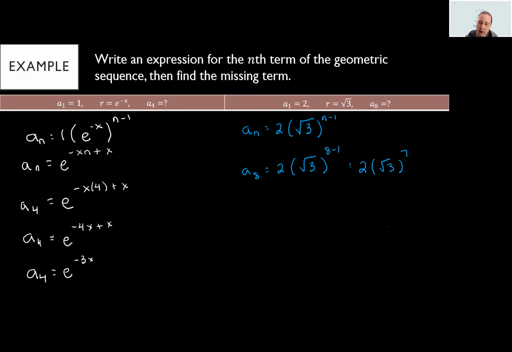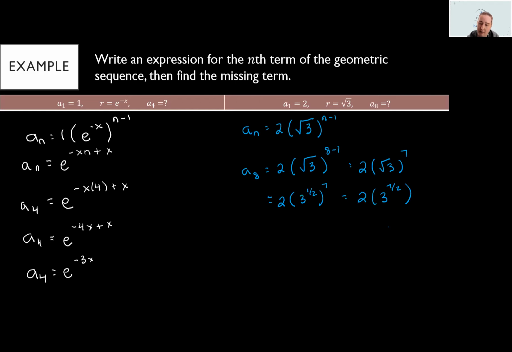So there are multiple ways we can write this. If we want to write what this exactly is, we can convert that square root to an exponent, which is 1/2. So that's 3 to the 1/2 exponent, and multiply those exponents to get 2 times 3 to the 7/2 as our answer for a8.